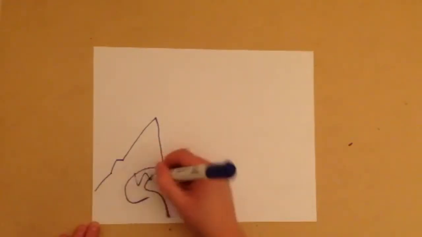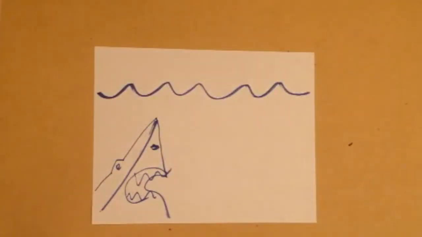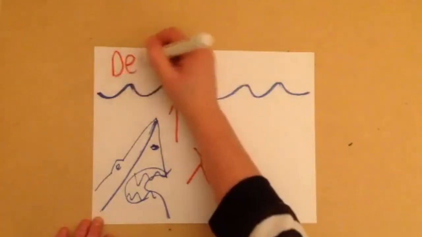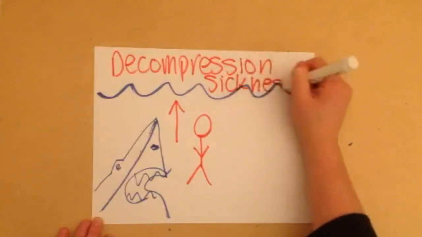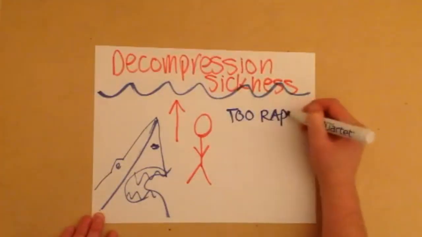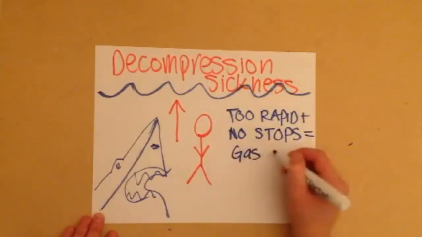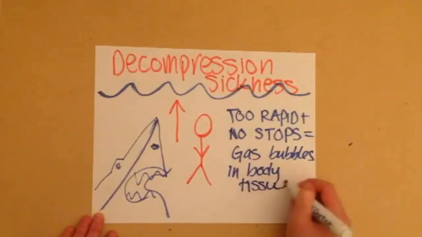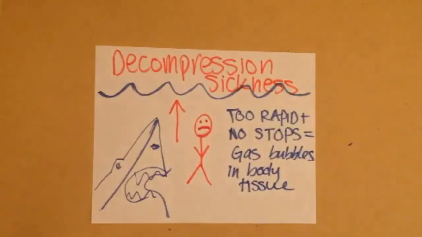Let's say you want to escape the jaws of a great white shark. If you ascend too quickly and don't take enough time to re-equalize your pressure, gas bubbles will form, which will enter your body tissue, and thus could cause a stroke. Decompression sickness does not make a happy diver.